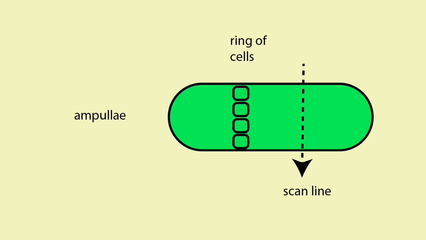A ring is also a pragmatic assumption for a unit, since ampullae are measured by scans perpendicular to the axis. Scan data is literally the diameter of rings. In this video, I will often refer to the rings as segments.